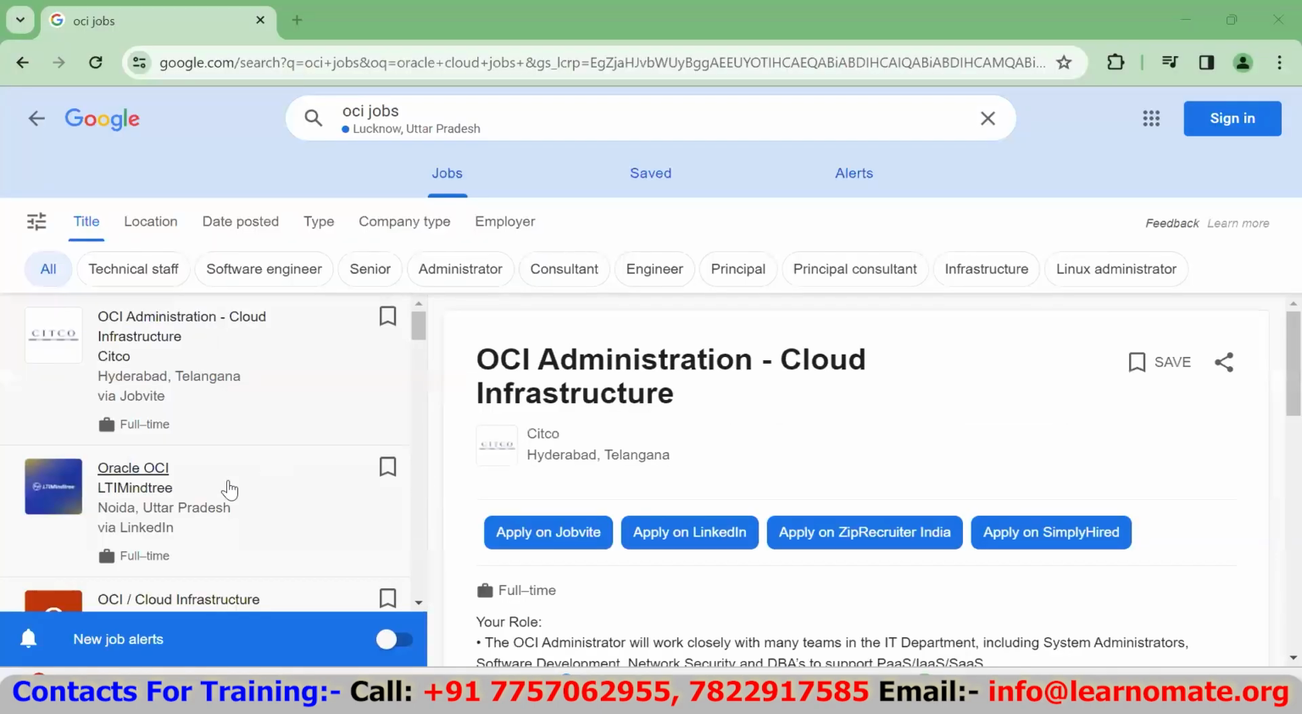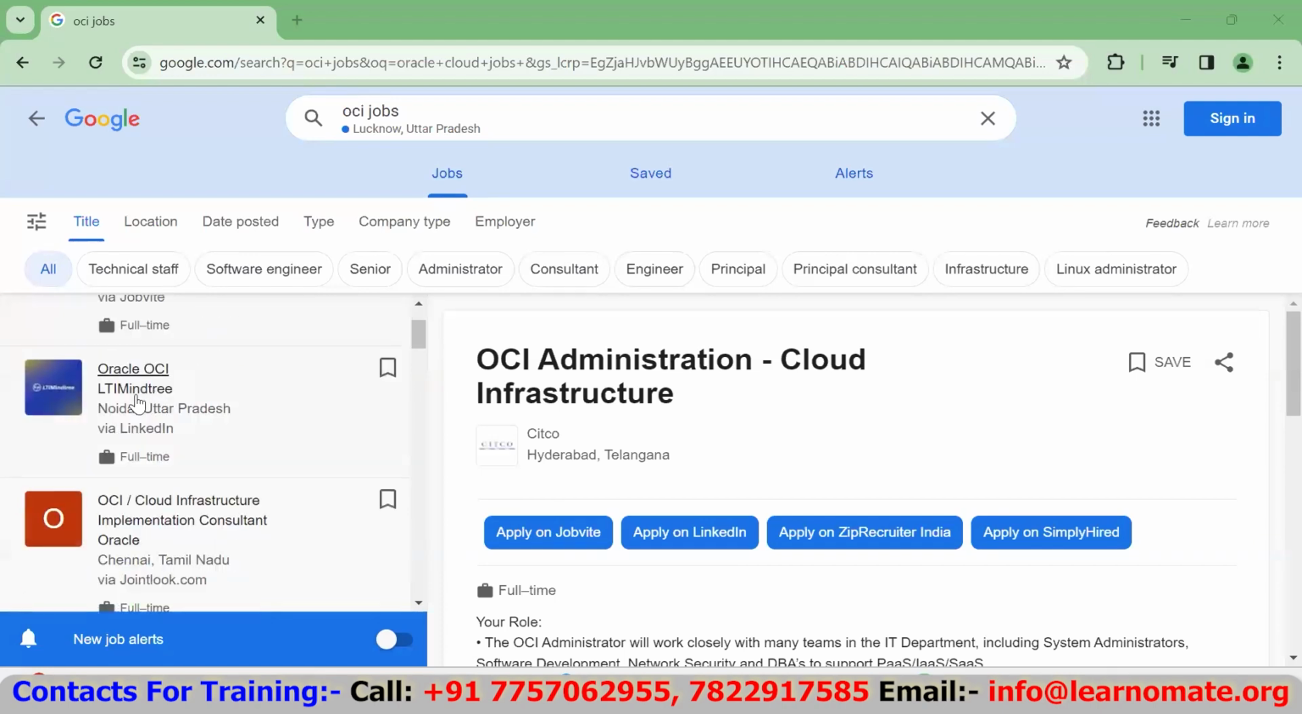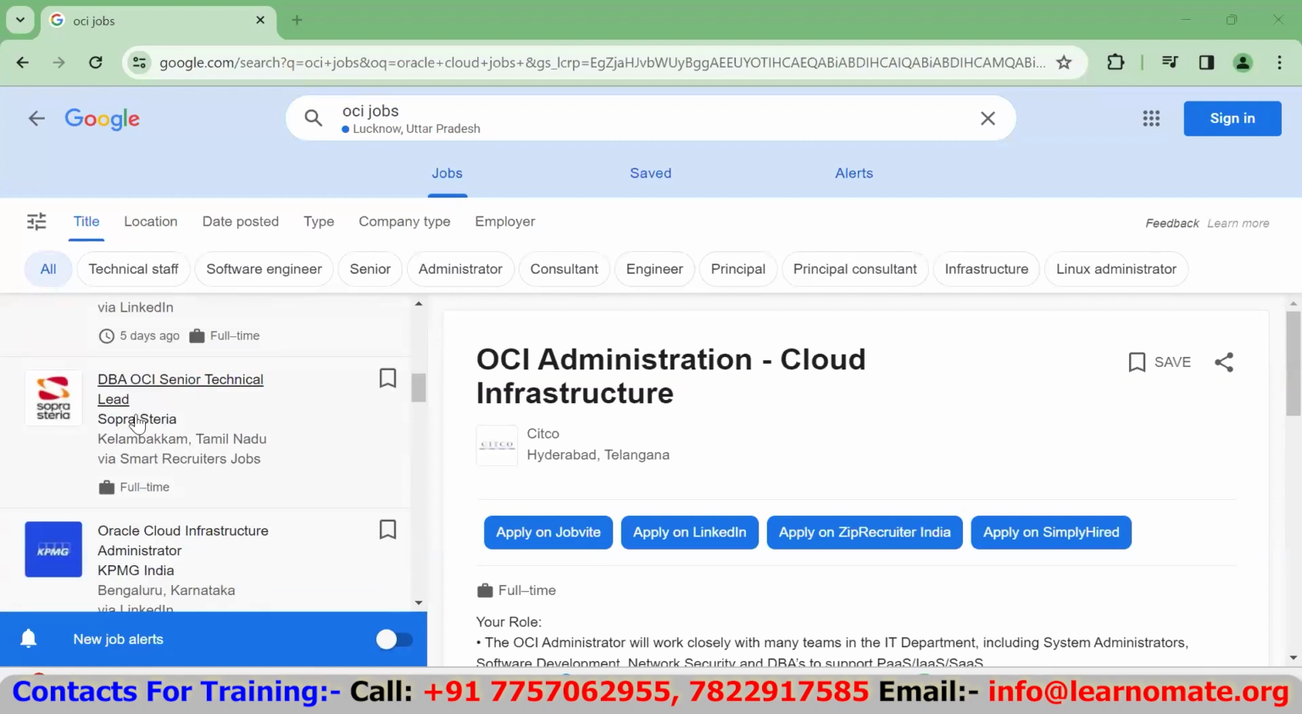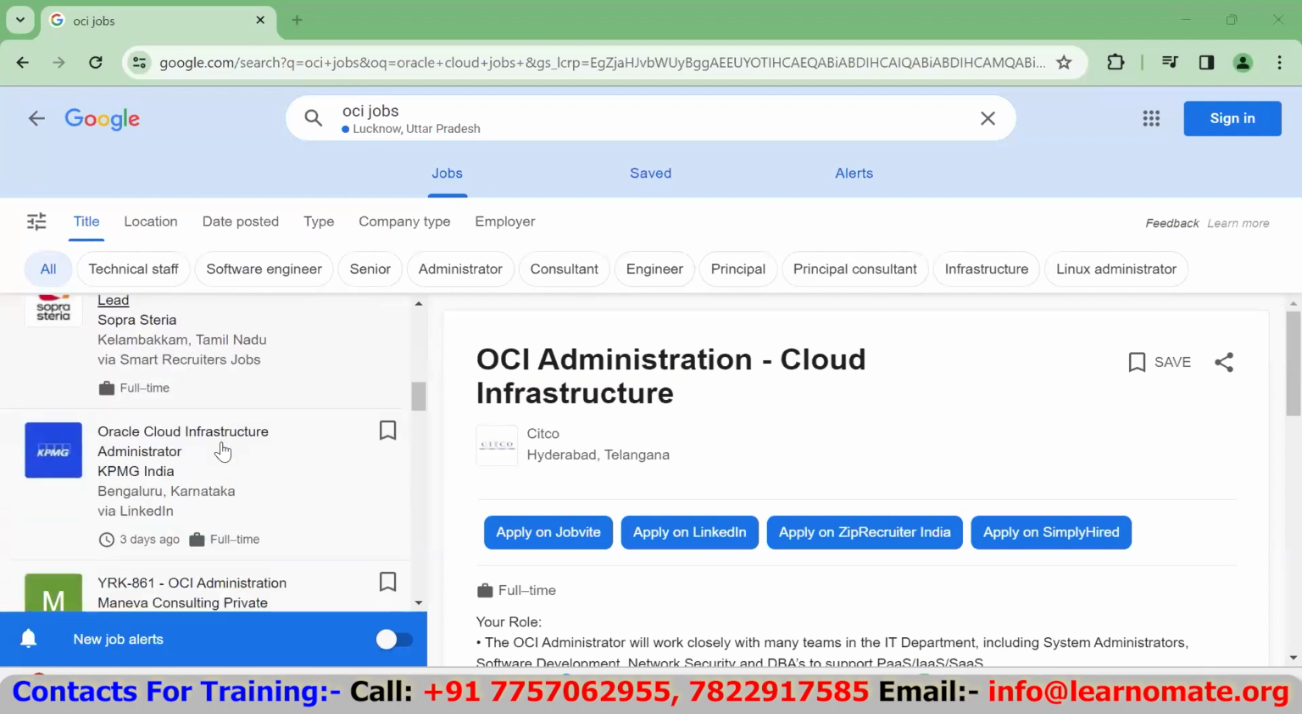Let me share my screen, so that if you are specifically talking about the job market, what kind of jobs are available, I can quickly show you. So this is my screen. If you look at the jobs that have been posted: OCI admin, Sitco, OCI admin in L&T. In Oracle itself, there are so many jobs in OCI, Software Studio. I'm showing you all the locations.